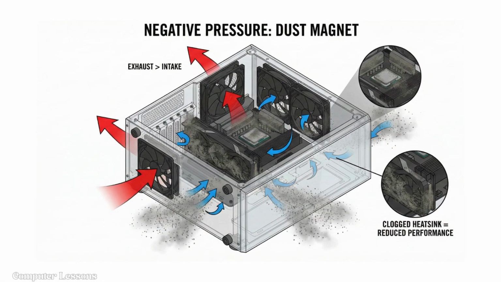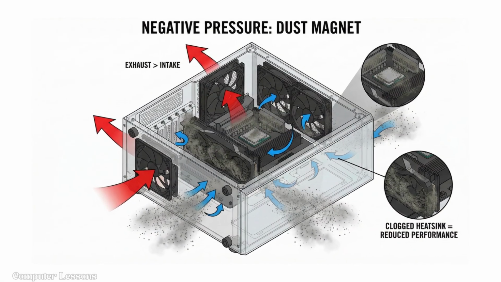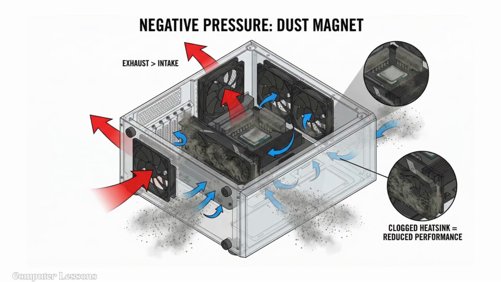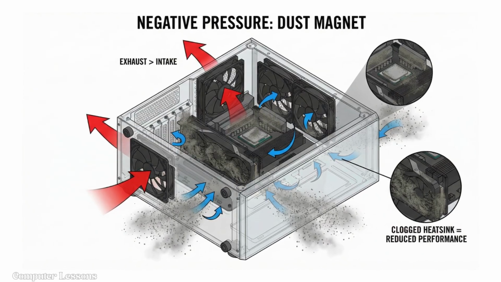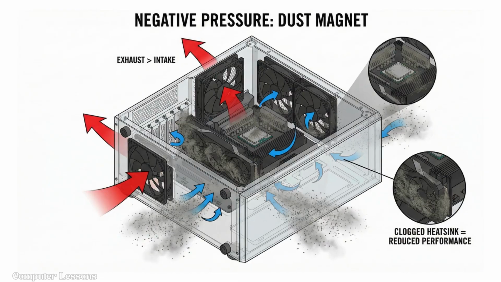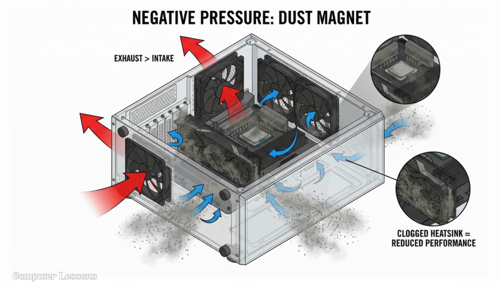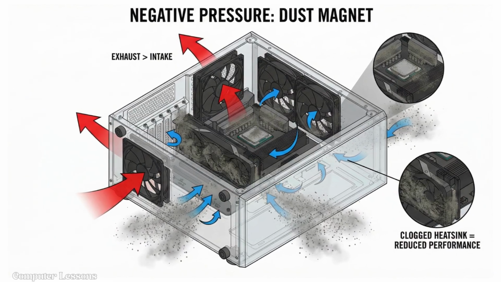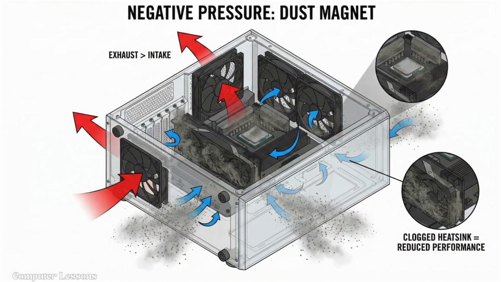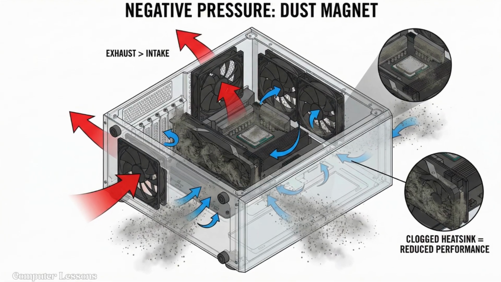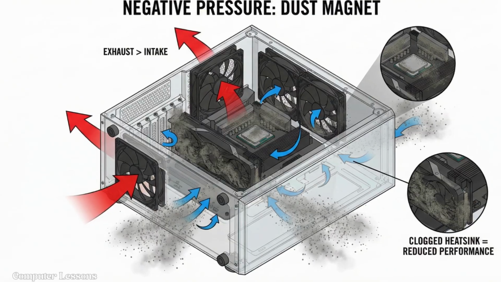Negative pressure is the opposite. You have more exhaust than intake. This creates a vacuum effect, sucking air and dust in through every open slot, screw hole, and seam. While negative pressure can sometimes offer slightly lower temperatures by removing heat aggressively, the dust buildup will eventually clog your heat sinks and reduce performance.